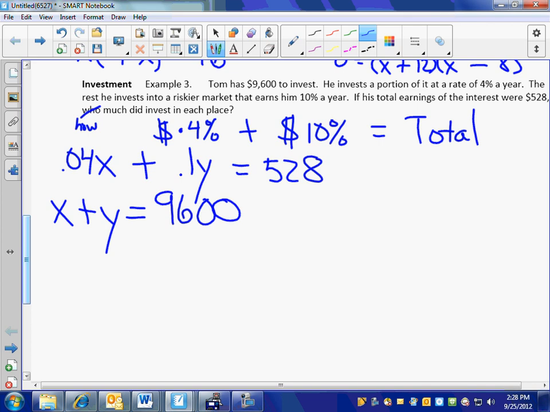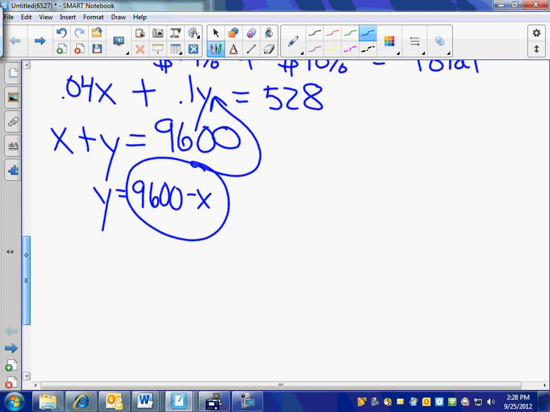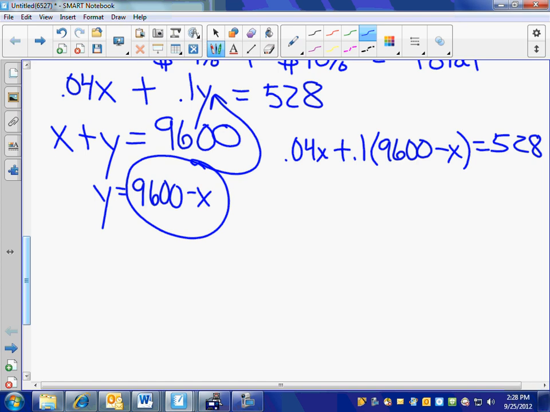So I need to solve for one of these. I'll solve for Y. Y is equal to 9,600 minus X. And I'm going to take that and plug it right in here for Y. And that will give me an equation that only has one variable. In particular, it only has X. So we have 0.04 times X plus 0.1 times (9,600 minus X) is equal to 528. And that is my new expression that I want to solve.